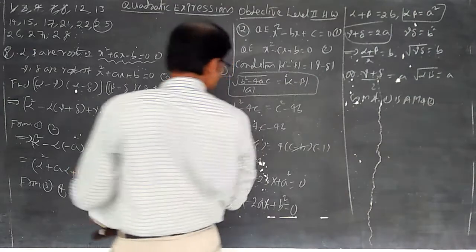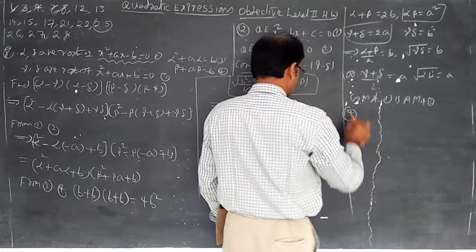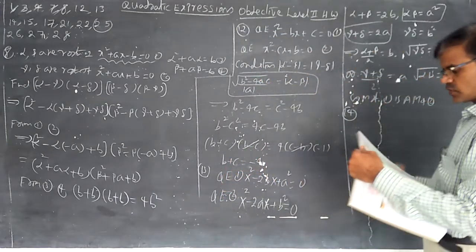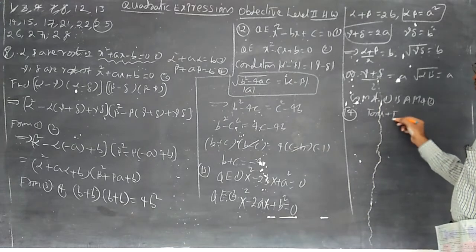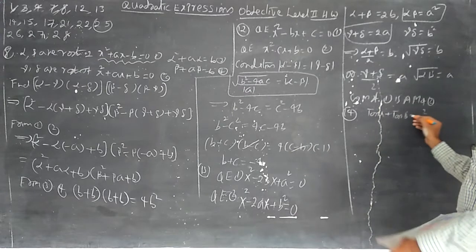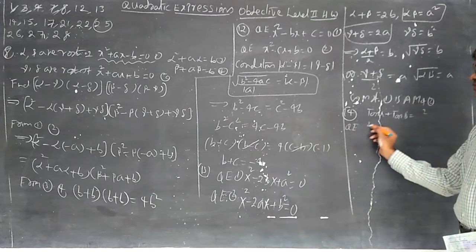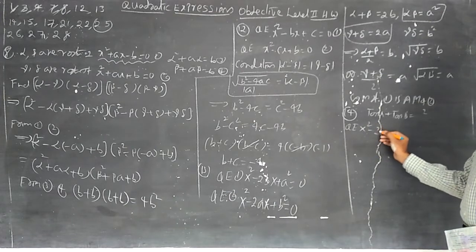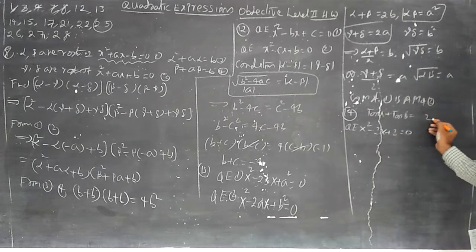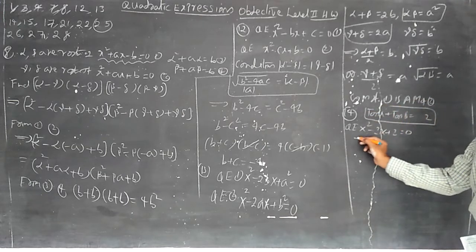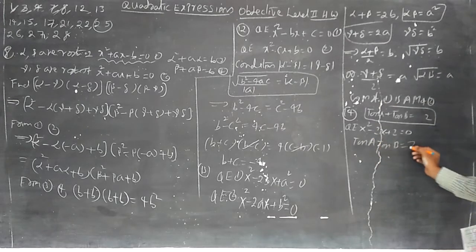Now 14th question. Tan a, tan b are roots of x square minus 2x plus 2. So for the sum of roots, I am writing tan a plus tan b. The quadratic equation is given as x square minus 2x plus 2 equal to 0. So the sum of roots, tan a plus tan b, is equal to 2, and the product of roots is also 2, tan a into tan b is equal to 2.